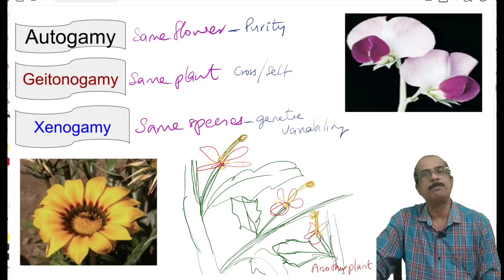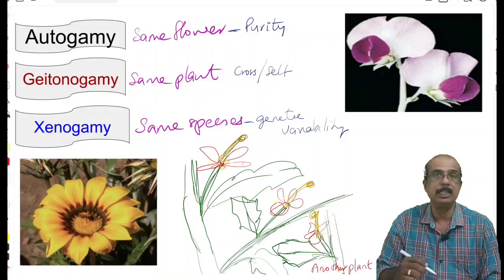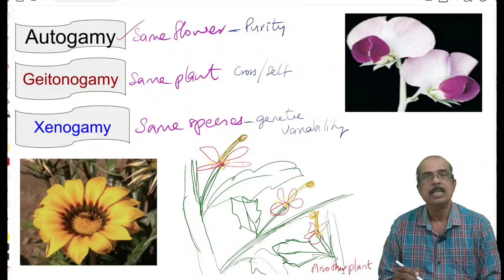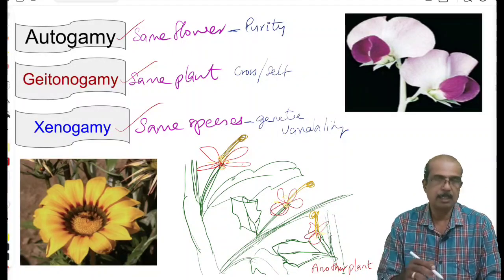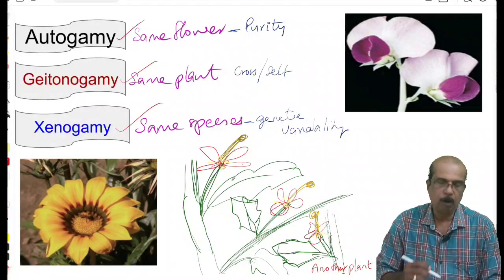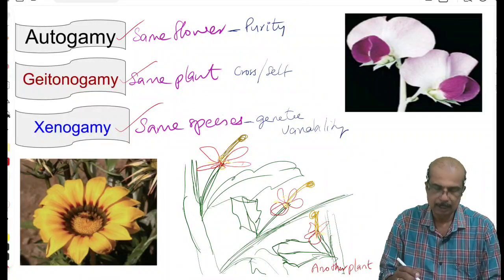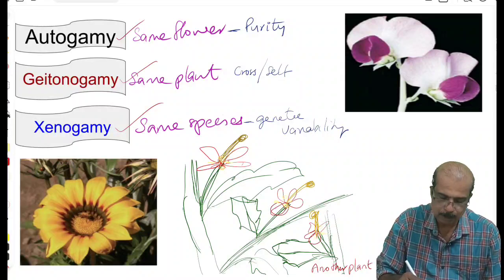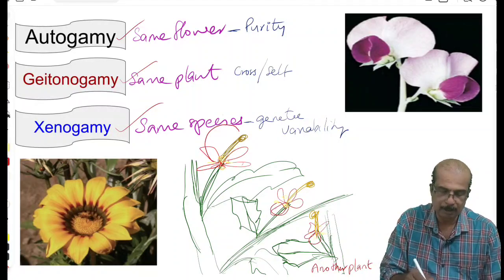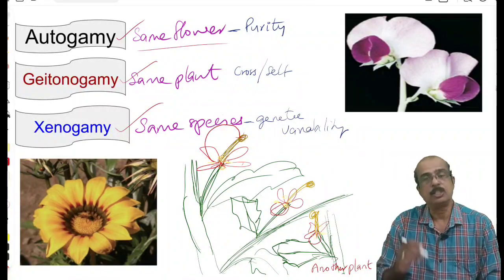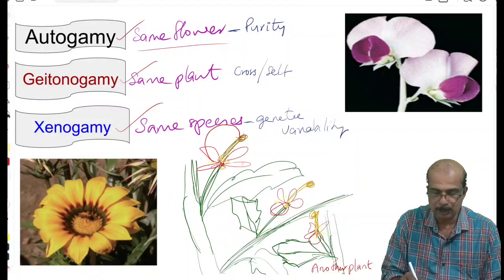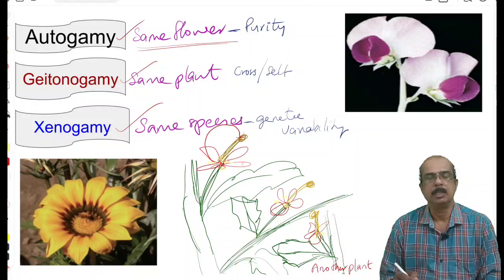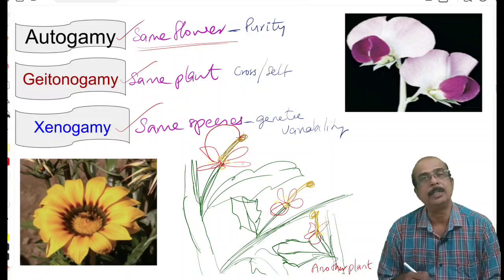Then, what are the different types of pollination? There are three types of pollination, namely autogamy, geitonogamy, and xenogamy. Let us see one after one. Autogamy. What is autogamy? It is the transfer of pollen from the anther to the stigma of the same flower. The transfer of pollen grain from anther to the stigma of the same flower is called autogamy.